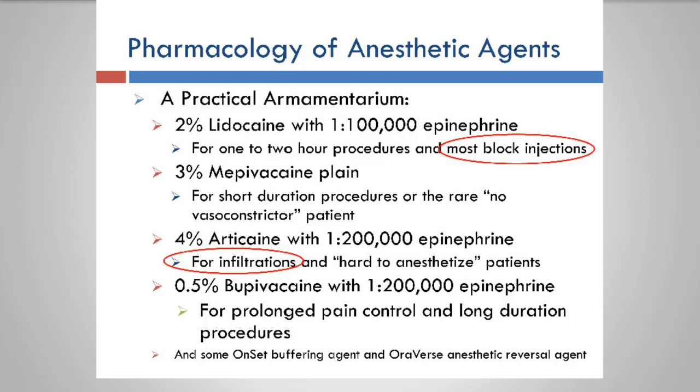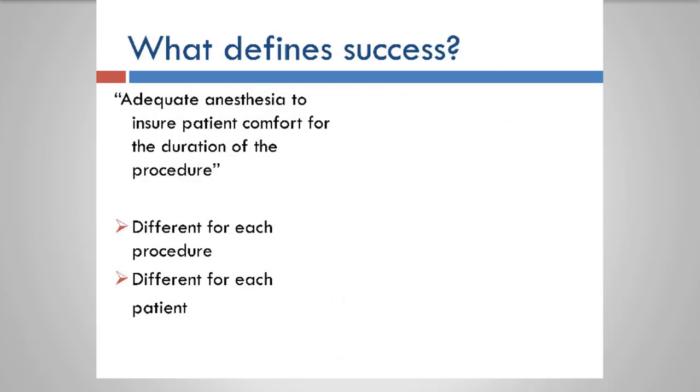So to wrap up here, what defines success with anesthesia? I like this definition here. This is my working definition: adequate anesthesia to ensure patient comfort for the duration of the procedure. Which means it really depends on how invasive the procedure is going to be, how long I'm going to be in there, and it depends on the patient. How sensitive, how phobic the patient is, is an important factor as well.